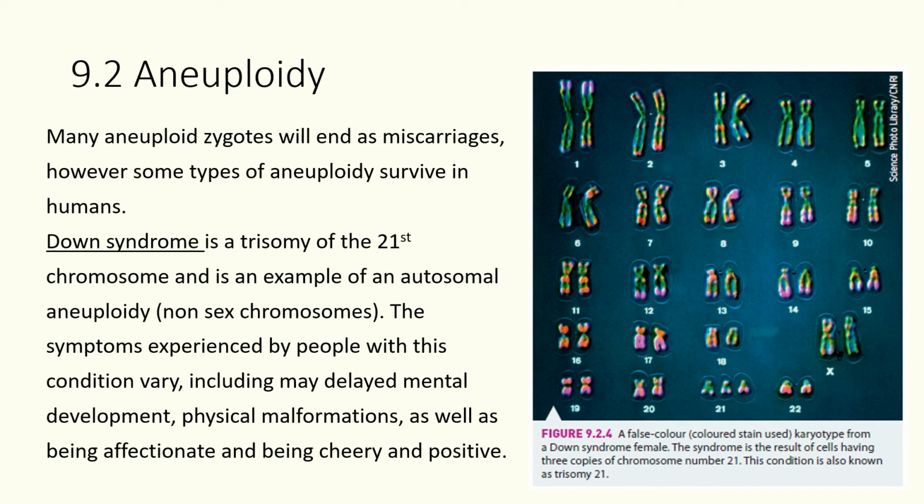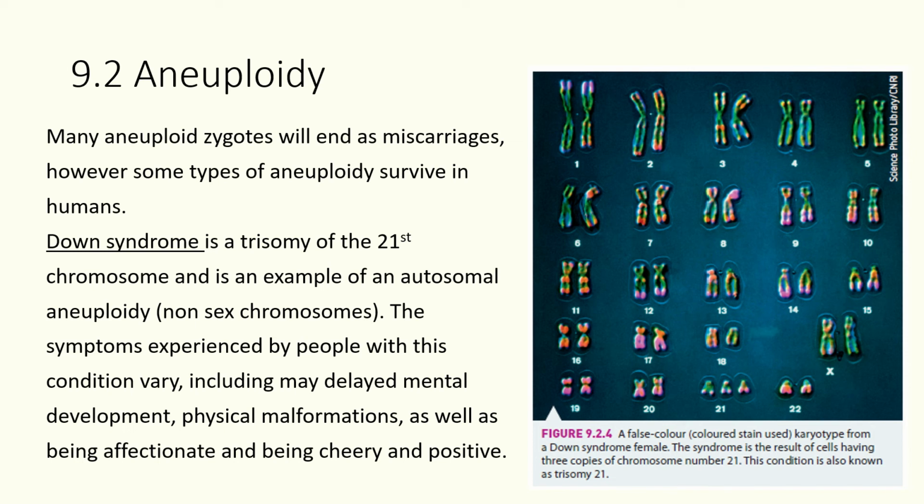When we have aneuploid zygotes existing, so we've had an aneuploid gamete that's been fertilized and formed into a zygote, a lot of these will end as miscarriages. The body will recognize that these are not normal or typical cells, and as a result, they will be miscarried. But some of them will survive, and some of these examples of aneuploidy will be fairly normal functioning people.